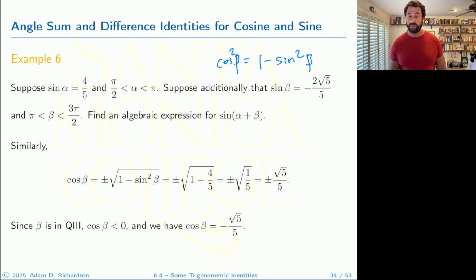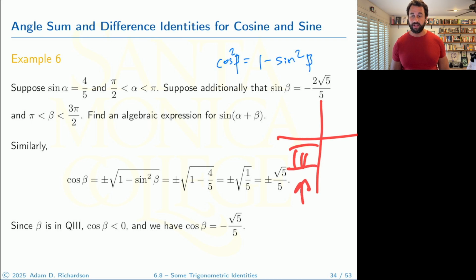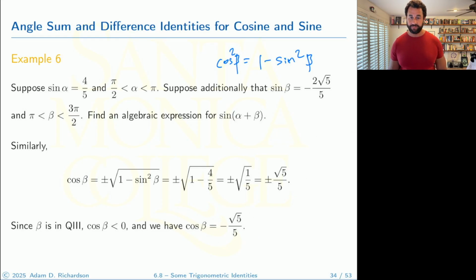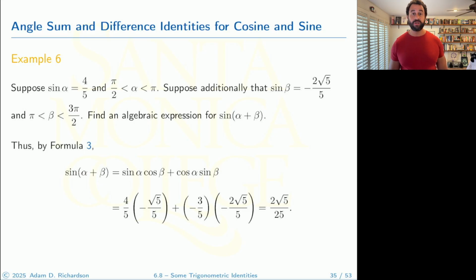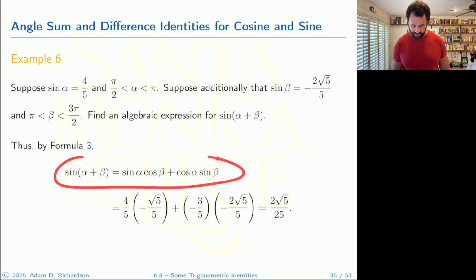And again, we don't know if we need the positive or the negative outright. We need to use this additional information, what we know about the angle beta. In this case, the angle beta is in quadrant 3, so it's down here somewhere, right? And if we're down here, once again, cosine is negative. So we need to take the negative result of the square root in this case, just like so. All right, now we have everything we need, and now we can put everything together. We're just going to mush everything together using this angle sum identity.